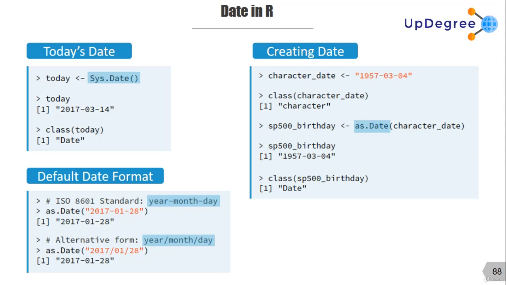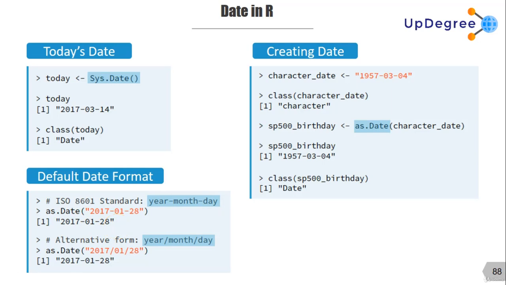1975-03-04. Now I need to change it to a unique format. R understands these two formats, either divided by a dash or divided by a slash. So either 2017-01-28 or 2017/01/28. If you pass these two kinds of date formats simply to the as.Date function, R would understand and give you the default format, which is year, month, day.